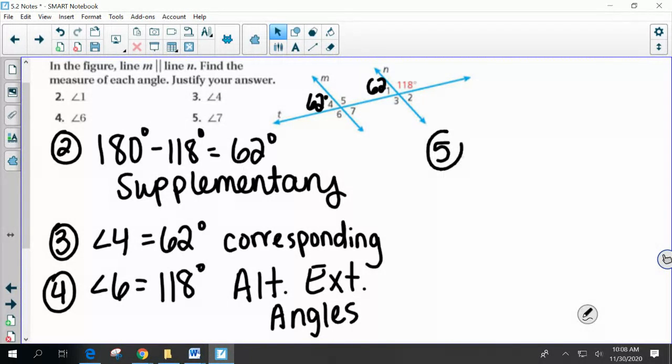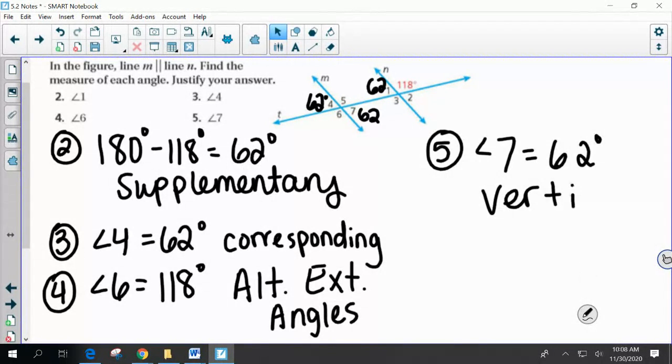And then the last one, number 5, we need to find angle 7. It's just 118. It's not 118. It's 62, because it's directly across from angle 4. What's it called when they're directly across from each other? Alternate interior? Starts with a V. We learned it the week before Thanksgiving. I think you just said it. Vertical? Vertical. When they're right across from each other, that's called vertical.